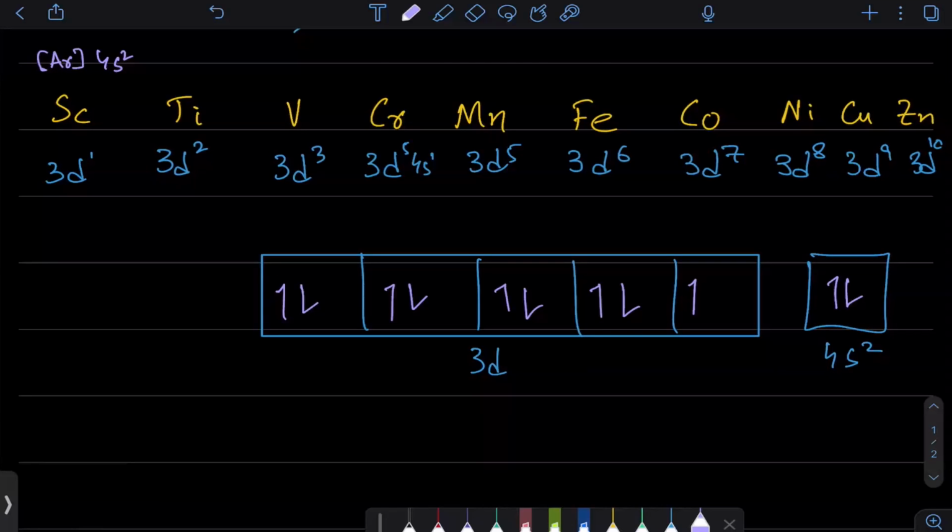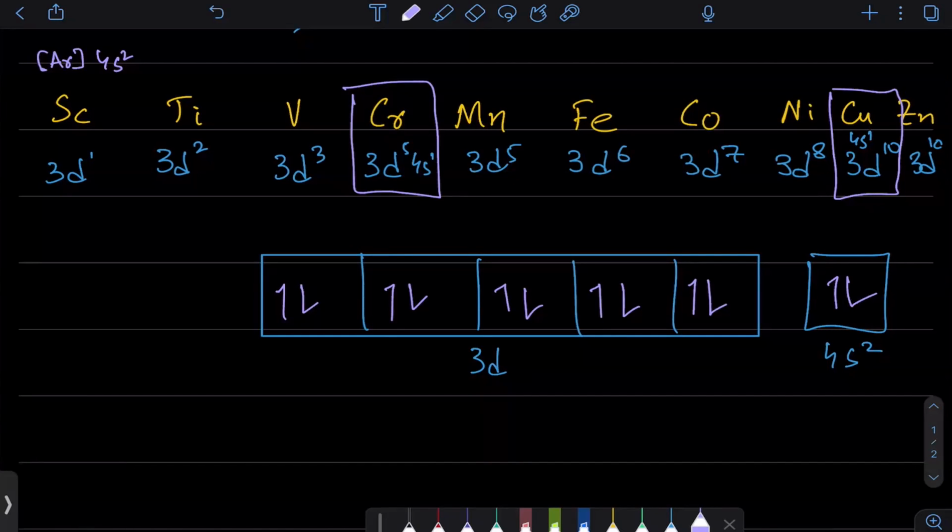That is what it tries to do, it brings this one over here, so that its shell is complete. So it brings it here, and we get 3d10 instead of 3d9. So it becomes 3d10 with 4s1. So these are two special cases of configuration in the case of chromium and copper. And then we have zinc, which is, there you go. Okay, so that's how the arrangement is.